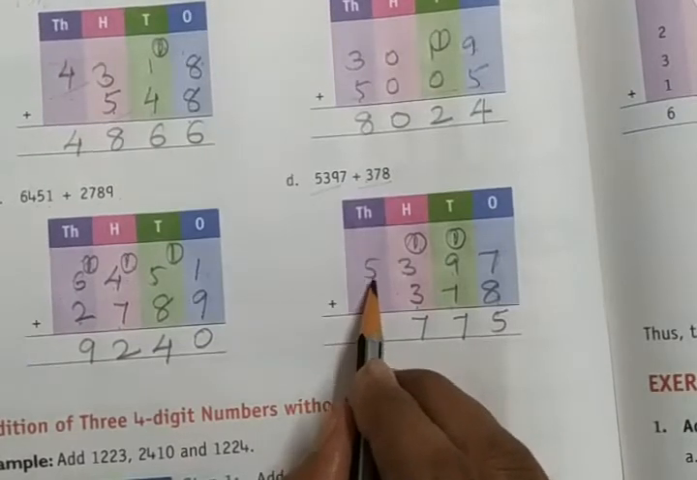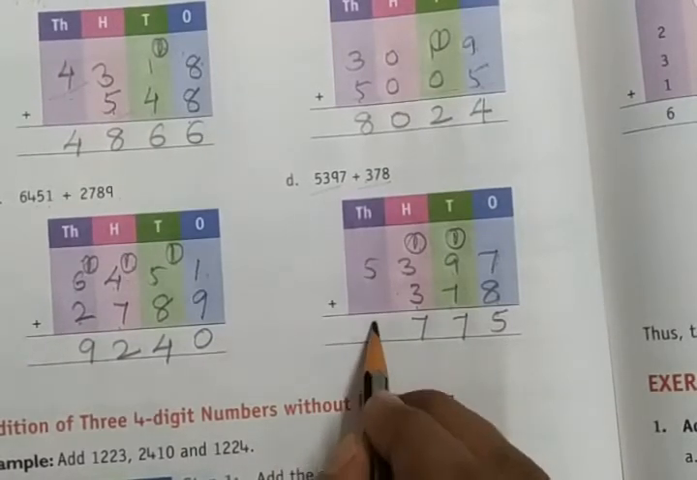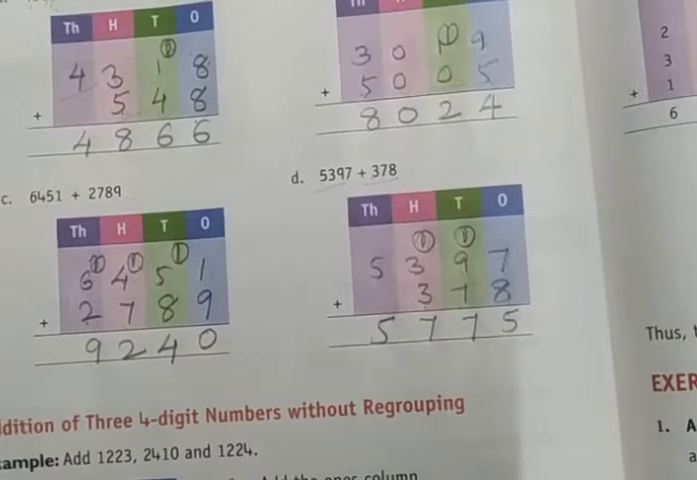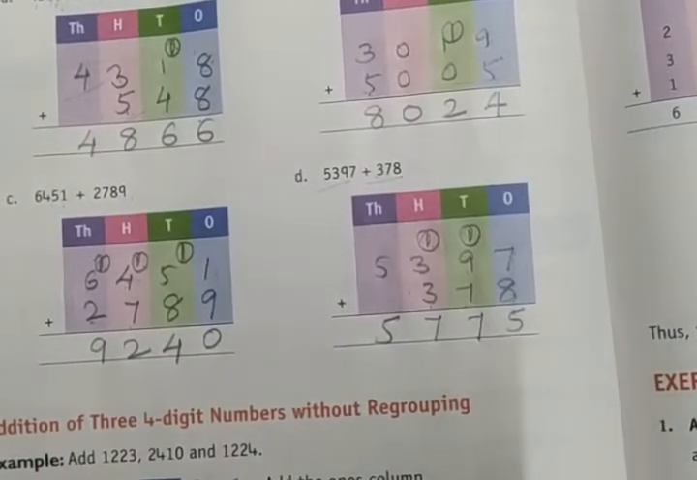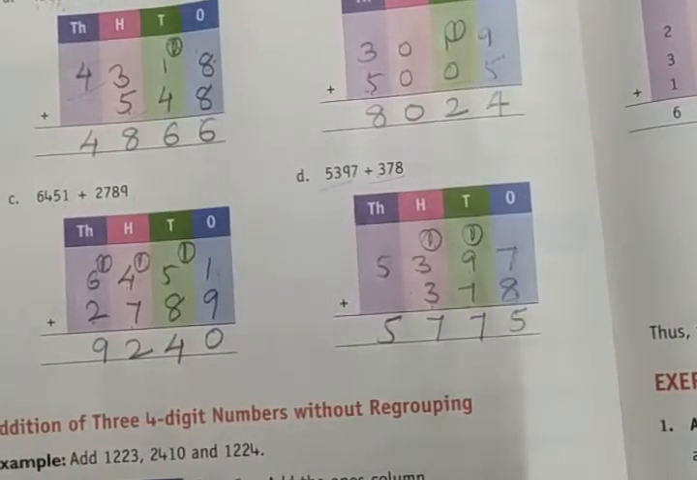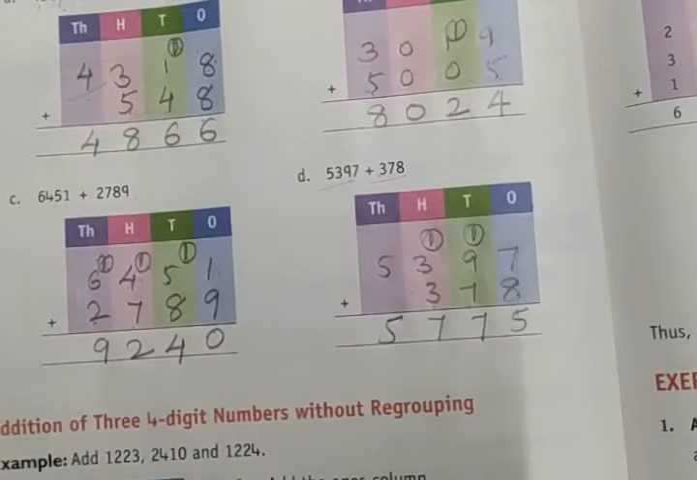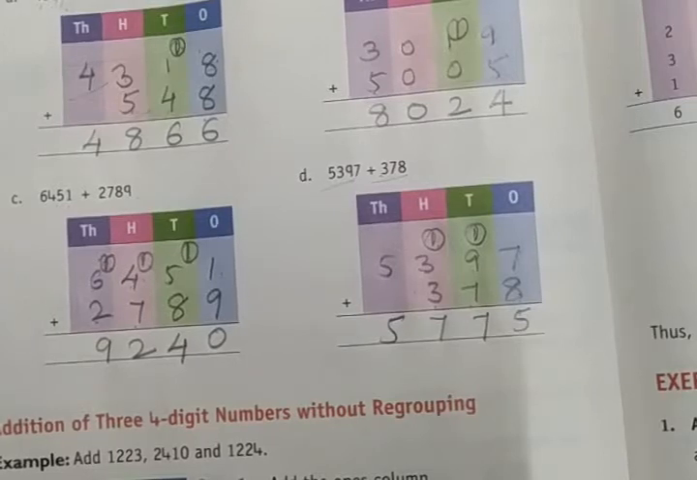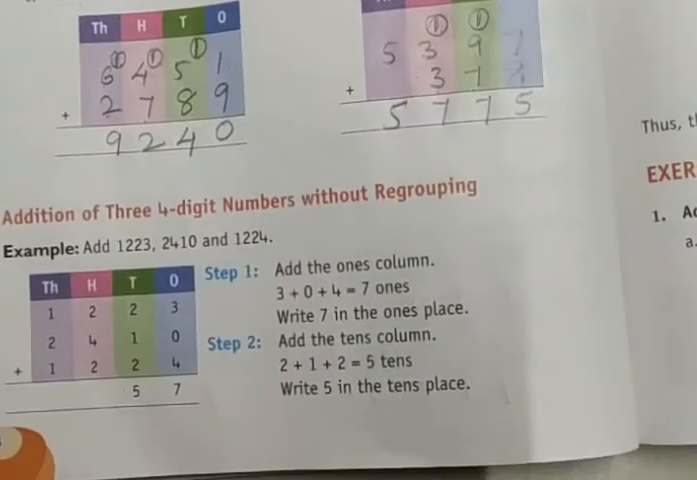5, no number in this column other than 5. So write down 5 as it is. That's it. Okay. Hope you have understood this. Then let us move on to the next exercise, that is 2.5.